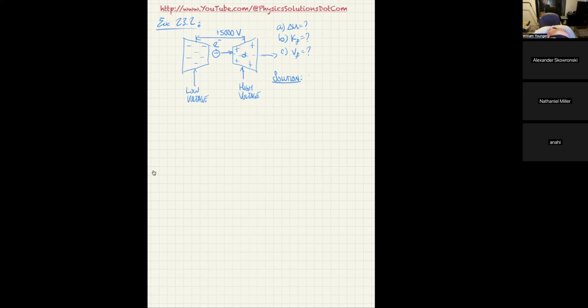Solution. What we know is delta U is equal to Q times delta V. Now, remember, we're going from low voltage to high voltage, so that's going to matter. We're also going to make use of conservation of energy, delta U plus delta K is equal to zero. And we're going to assume that this 5 kilo electron volt electron is not relativistic, and therefore the typical kinetic energy formula works. And that kinetic energy formula is K equals 1 half mv squared.